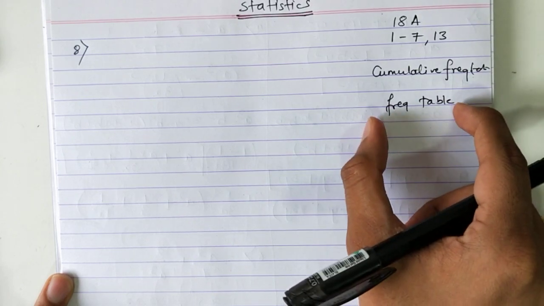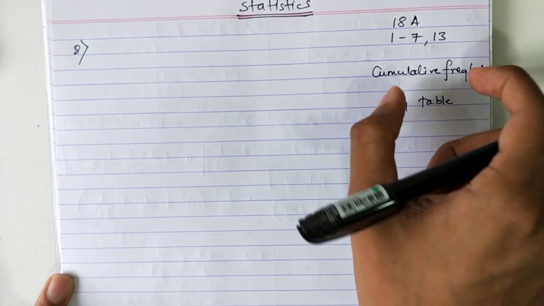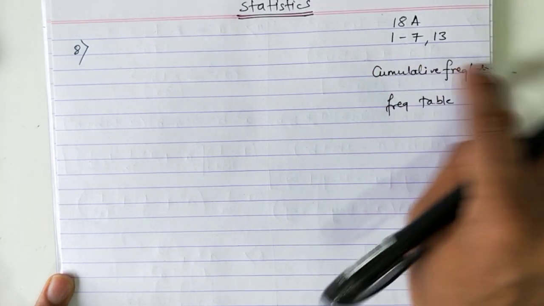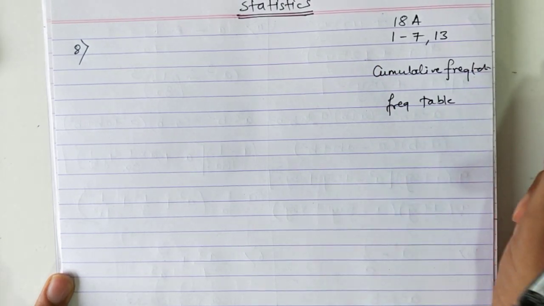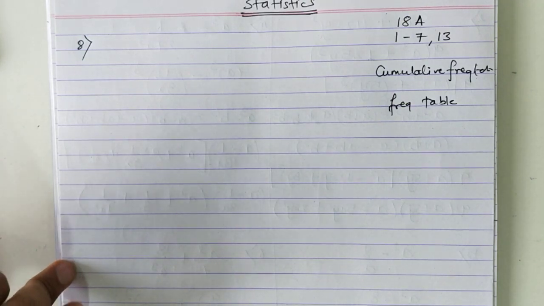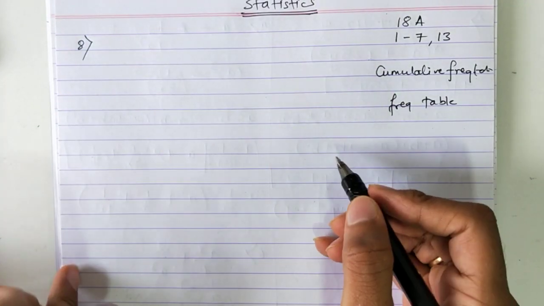They can give you a frequency table and ask you to find the cumulative frequency, or they will give you the cumulative frequency and ask you to find the frequency table. So in the first one, we'll start with question number 8.